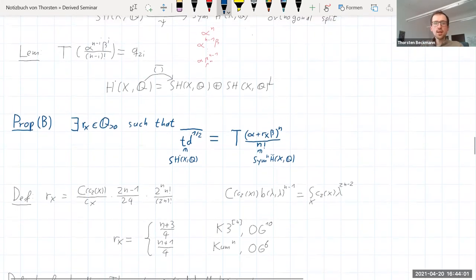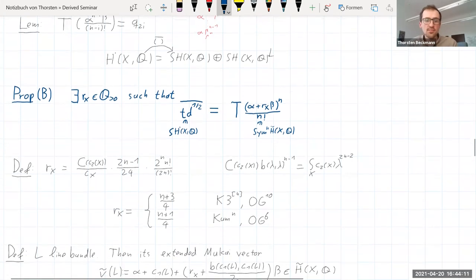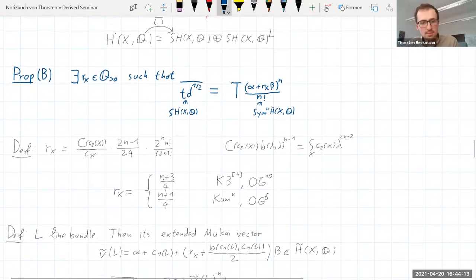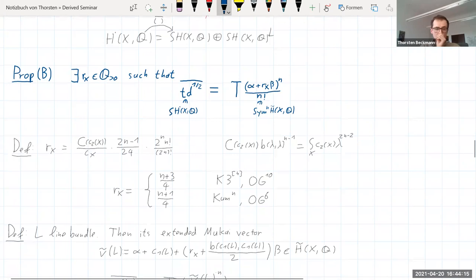Okay, and now we have the square root of the top class. We were able to cohomologically linearize it into this extended Mukai lattice. And this now allows us to define the extended Mukai vector. Let me first do it for a line bundle. So let L be a line bundle. Then its extended Mukai vector, always denoted by v tilde, v twiddle of L, is the following.